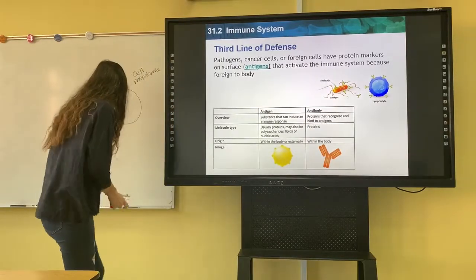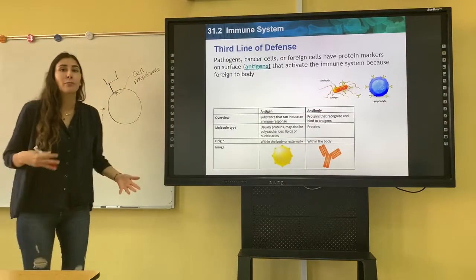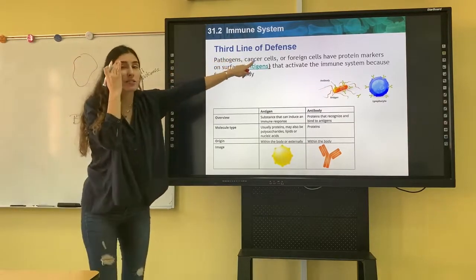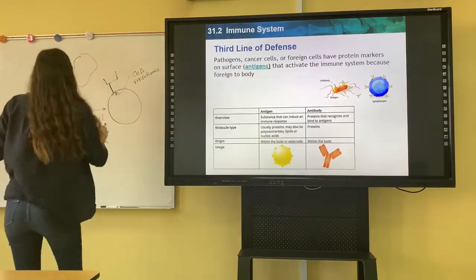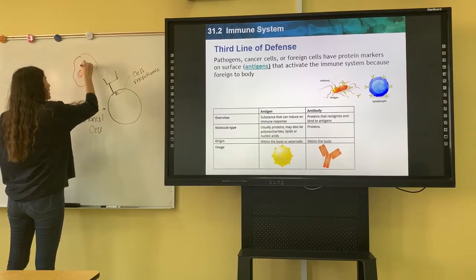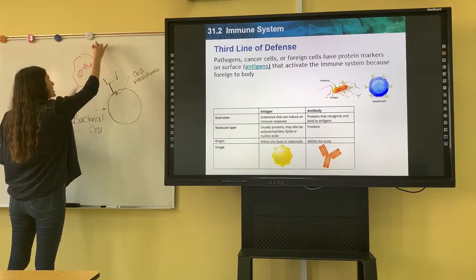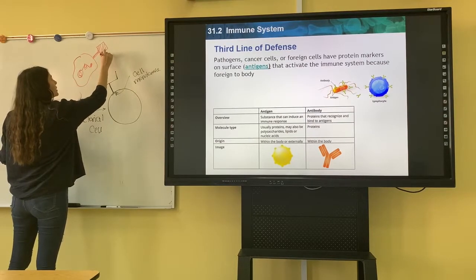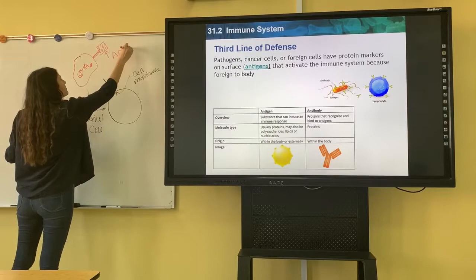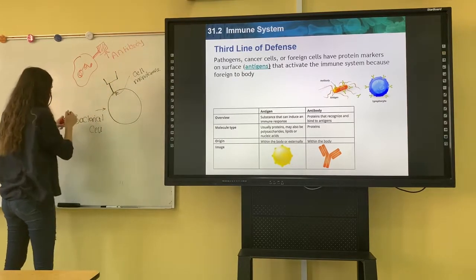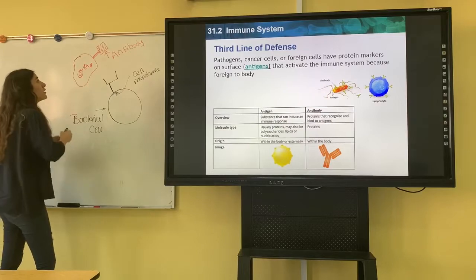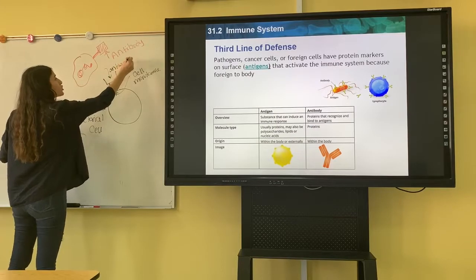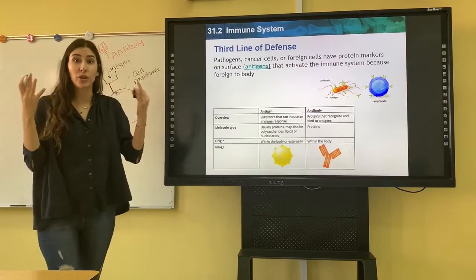Now, you might have a white blood cell circulating around in the blood, and remember, this is a specific response. The third line of defense is specific. So you might have a white blood cell that is circulating around, and guess what? It has a specific antibody, okay? The antibody has a very specific shape that only fits the antigen of the pathogen it is trying to notice, okay?